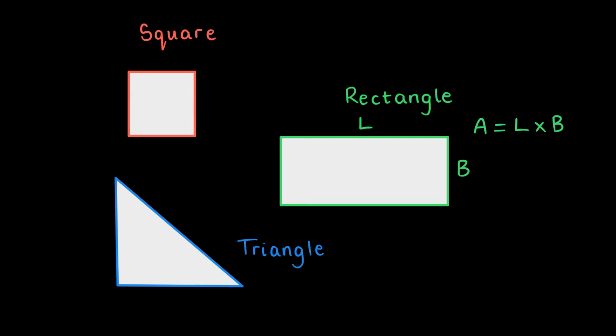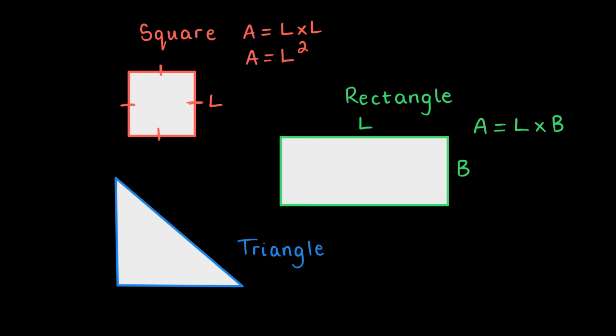For a square, it's very similar, but the difference between a square and a rectangle is that in a square, all the sides have the same length. So we can use this little line here to denote that all of these lengths are the same. So in a square, we don't really have a length and a breadth, we just have a length. So to find the area of a square, you take the length and multiply it by itself. And another way to write that is L squared, or length squared.